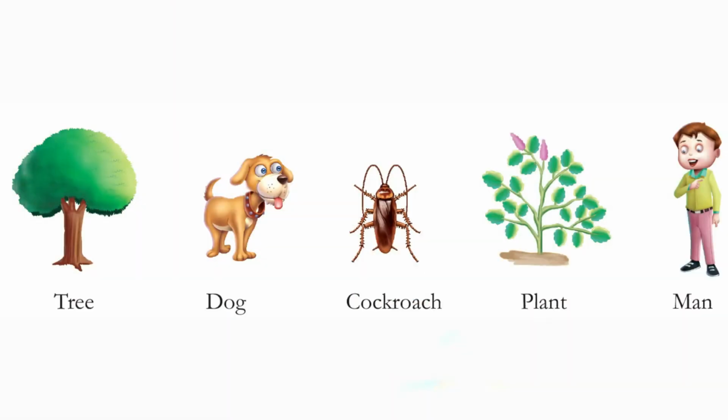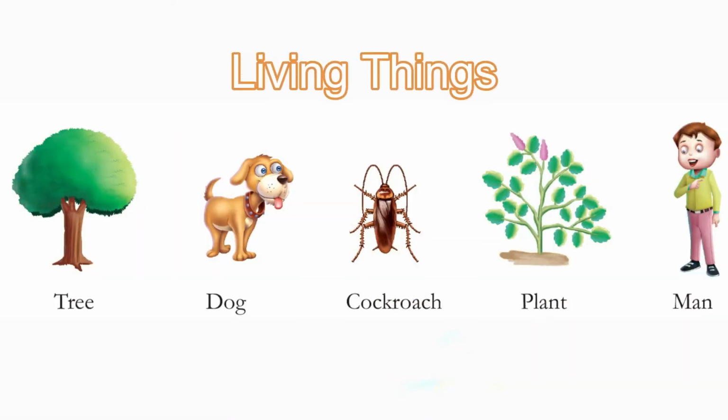Now, there are many living things around us. All living things are natural things. Tree, dog, cockroach, plant, man, all these things are living things, and they are all natural things. Even though plants cannot really move from one place to another, their stem moves in the direction of the sun to receive the sunlight. Hence, even plants are living things.